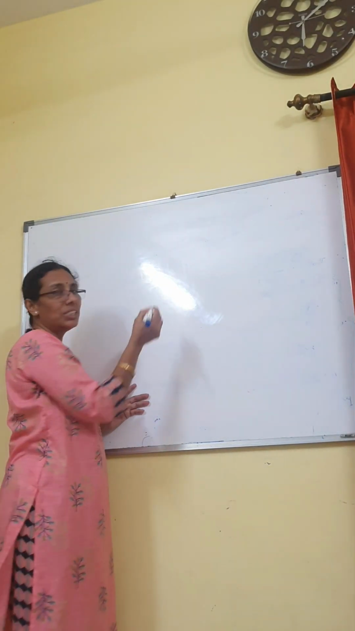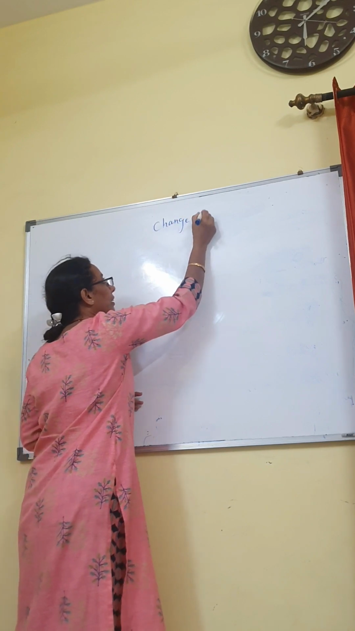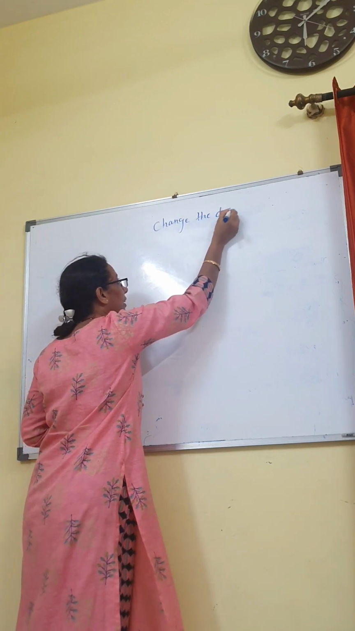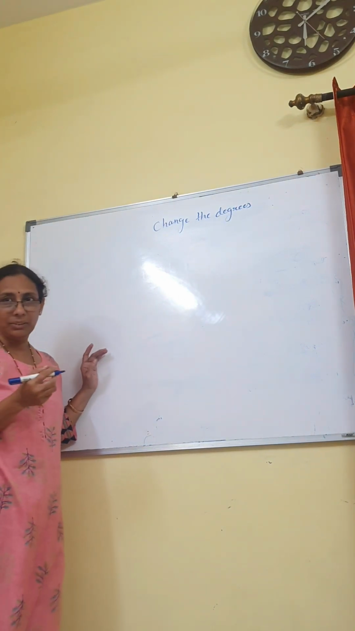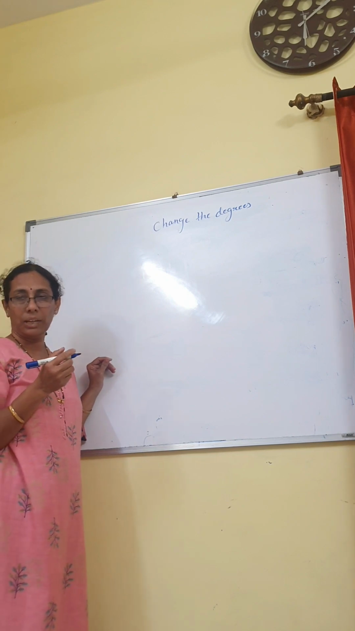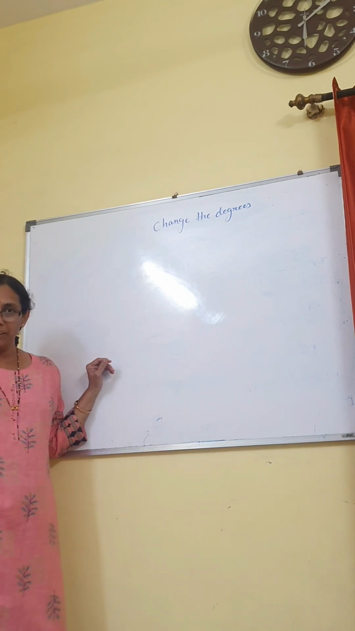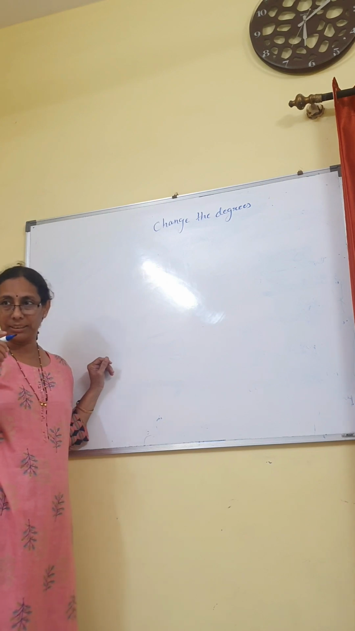Today we are going to see how to change the degree. So how many degrees are there? There are 3 degrees. What are they? Comparative, positive and superlative. Okay. And in what do we express degrees? So degrees are always expressed in adjectives.